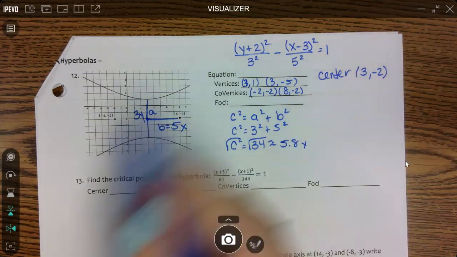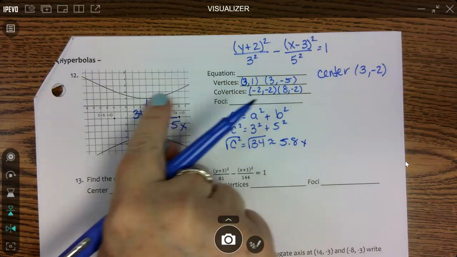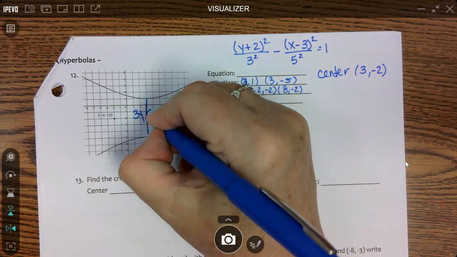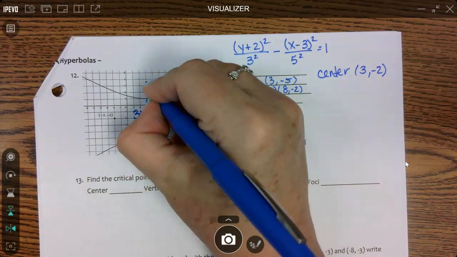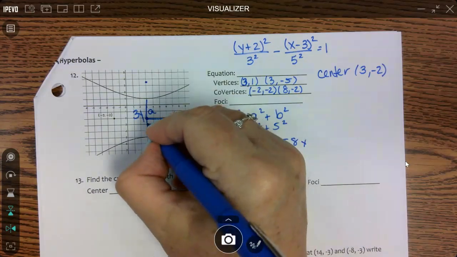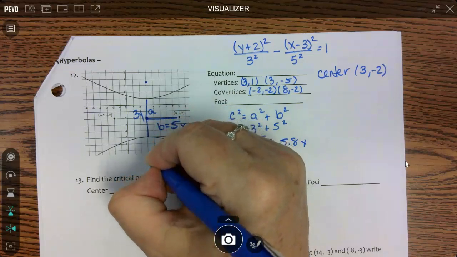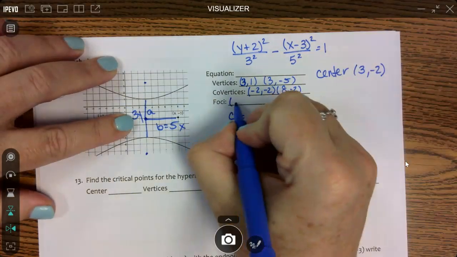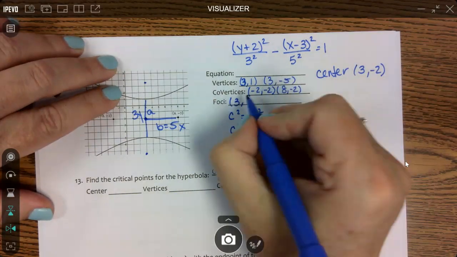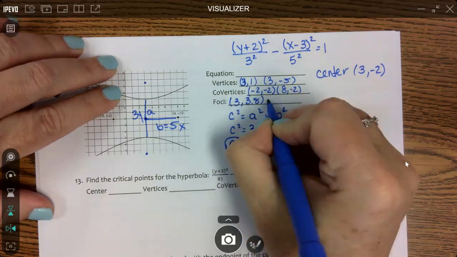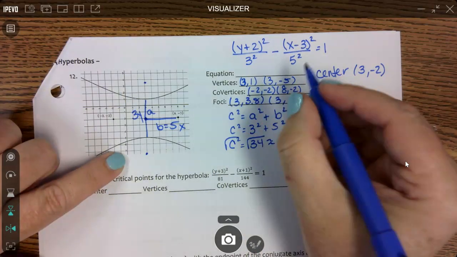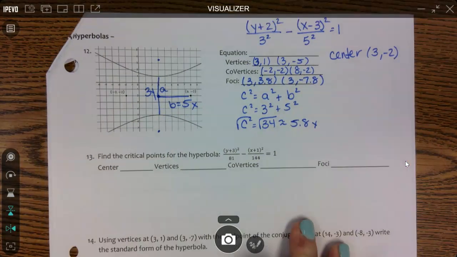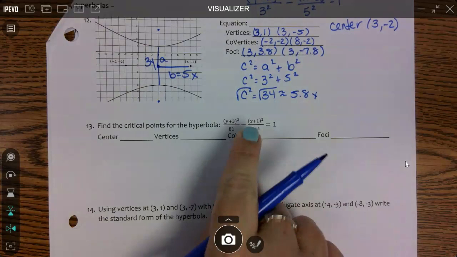Now I know what you're thinking, it's going to be above, but that's okay, because remember our hyperbola goes up, so our focus has to be in the middle. So 1, 2, 3, 4, 5.8. 1, 2, 3, 4, 5.8. So here we go. We get 3 and 3.8, and 3 and -7.8. Okay, so here we go, center. We can pick that out quite lovely.